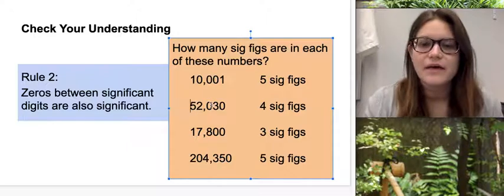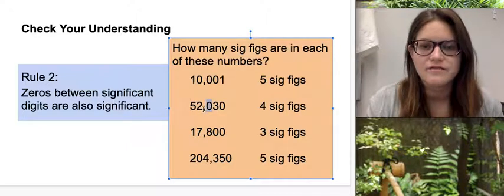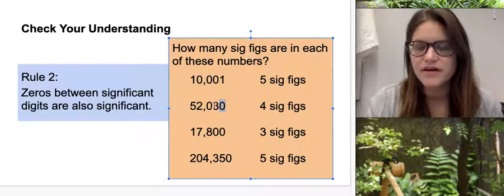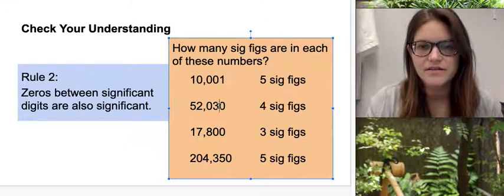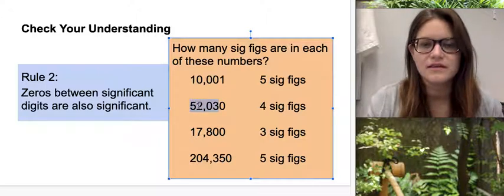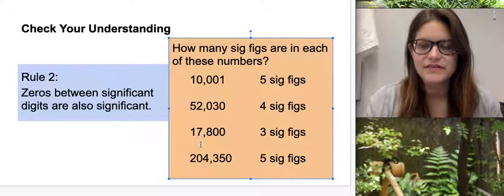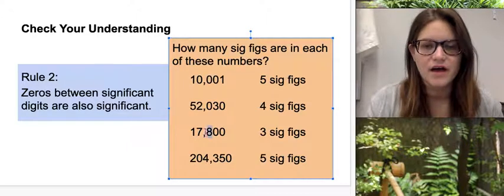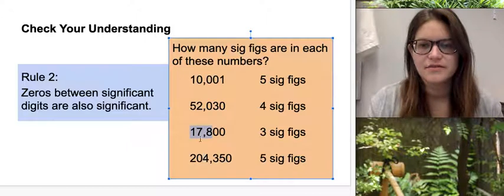Next we have 52,030. Now this 0 comes between non-zero numbers, but this 0 is at the end. There's no decimal point there. We don't know if this number is rounded off or not, which is why we only count these 4 as the significant figures. Next number, the 17,800. These zeros, there's no decimal point. There's nothing on either side of them. They are not counted. So it's just these 3 non-zero numbers here that are considered significant.